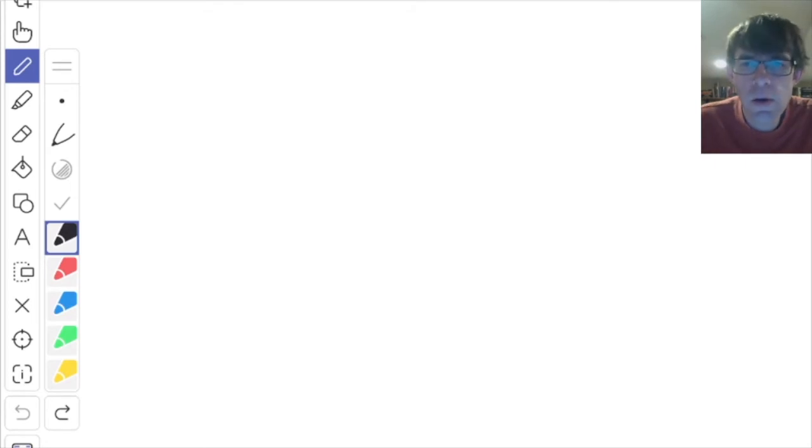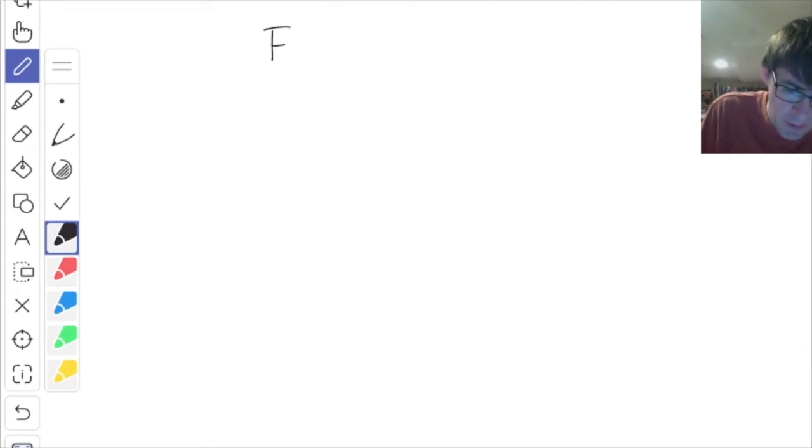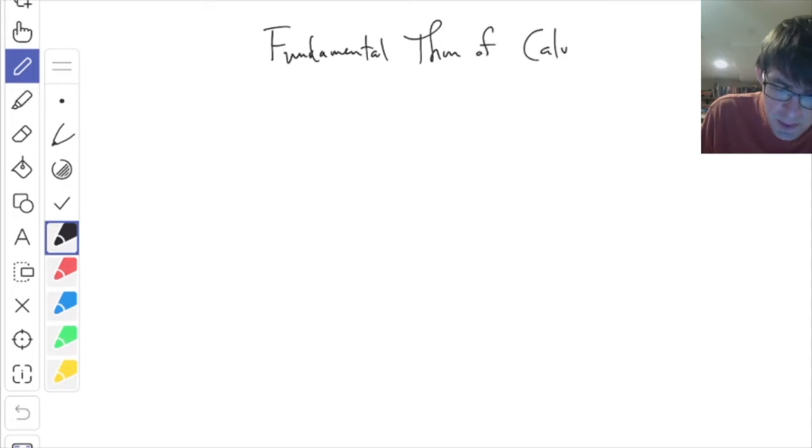All right, let's just do some examples then from the last two sections. These are about using the fundamental theorem of calculus, which is important. Fundamental theorem of calculus. Sounds important, and it is.